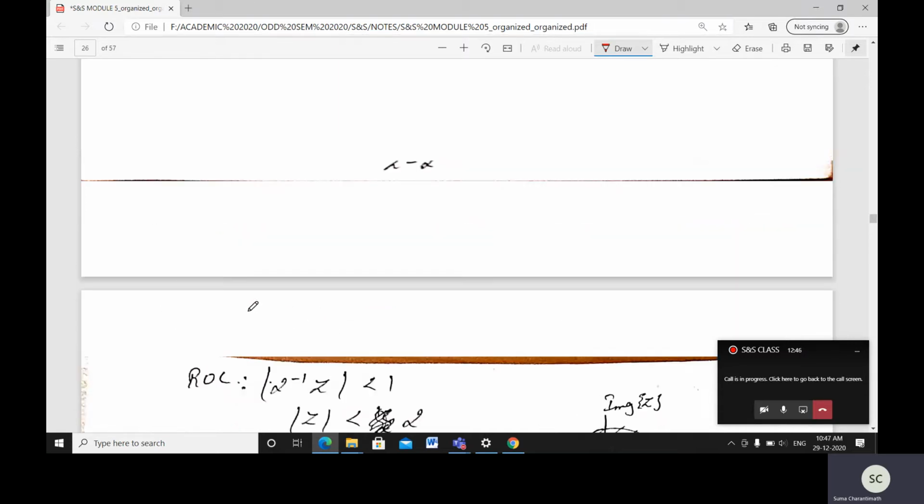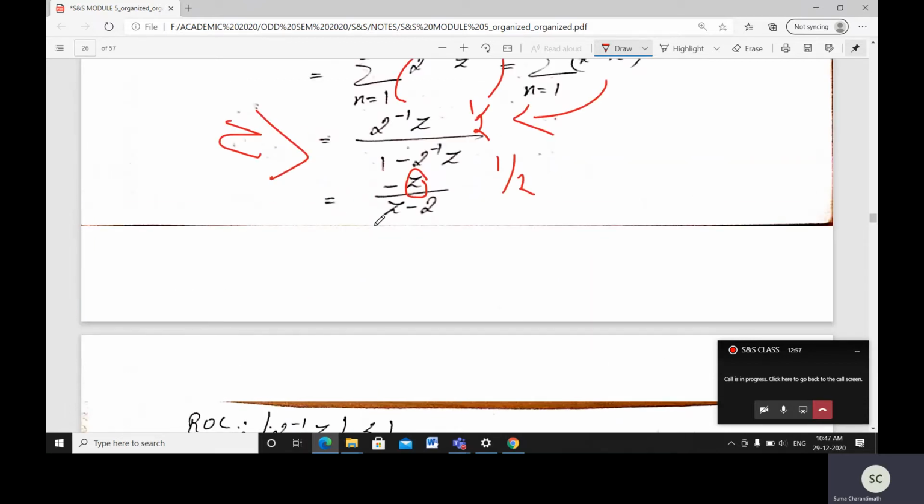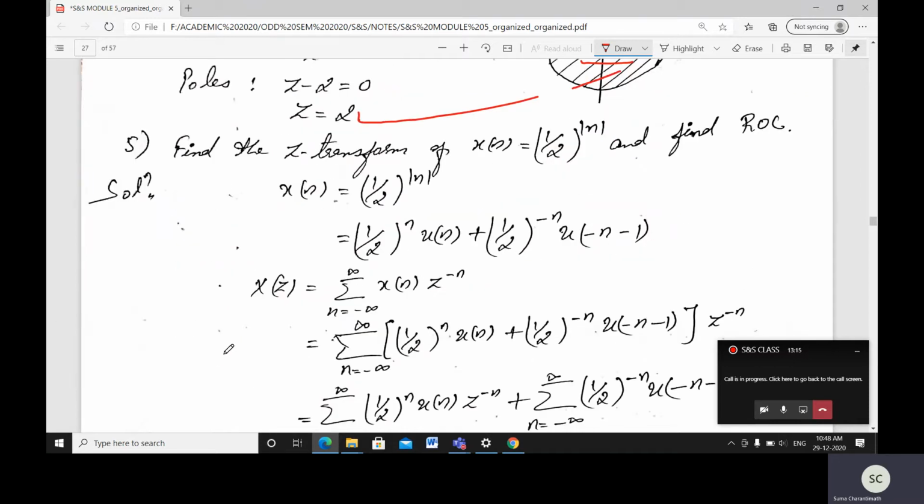Then the zeros from this equation: the zero is 0 only. At z equals 0, that is at the origin, you will get 1 zero. Then if we consider the denominator part, z minus 2 equals 0. Therefore, z equals 2. That means at 2 you will get 1 pole. This is one problem. Next, find the Z transform of x of n equals 1 by 2 power mod of n. You do this as an assignment.